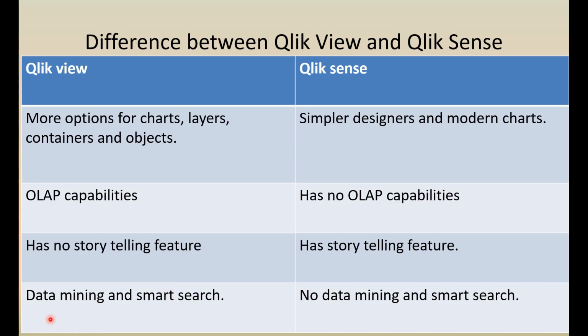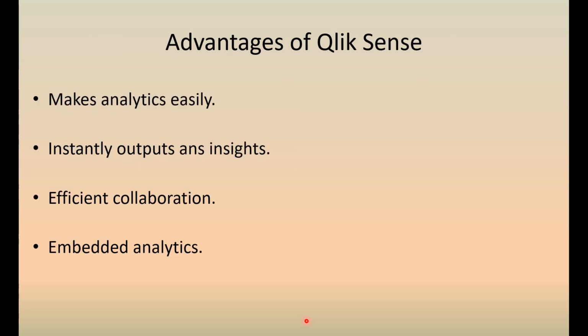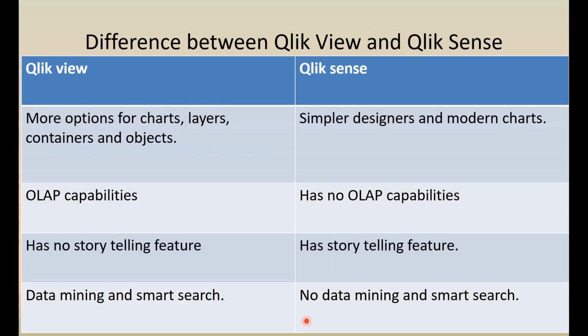And the next one, ClickView has data mining and smart search, whereas in ClickSense there is no data mining and smart search. So, what can we conclude? By comparing ClickSense with ClickView, it has no OLAP capabilities, but it has the storytelling feature and no smart search. Apart from that, it has simpler designs for modern charts.